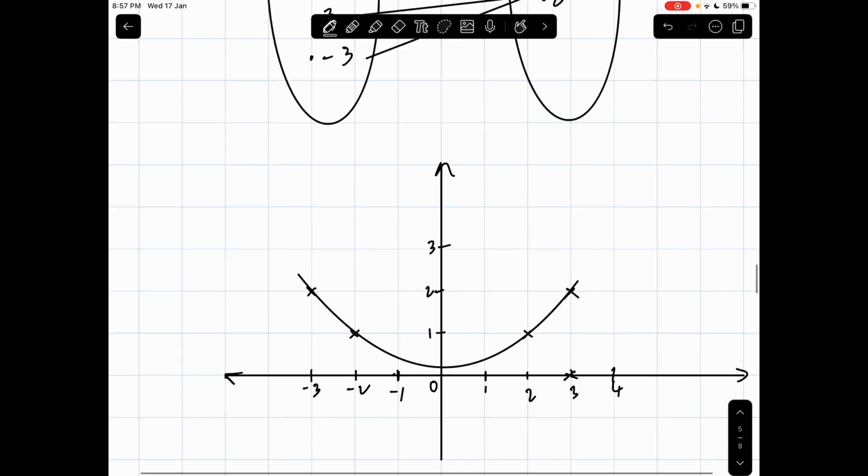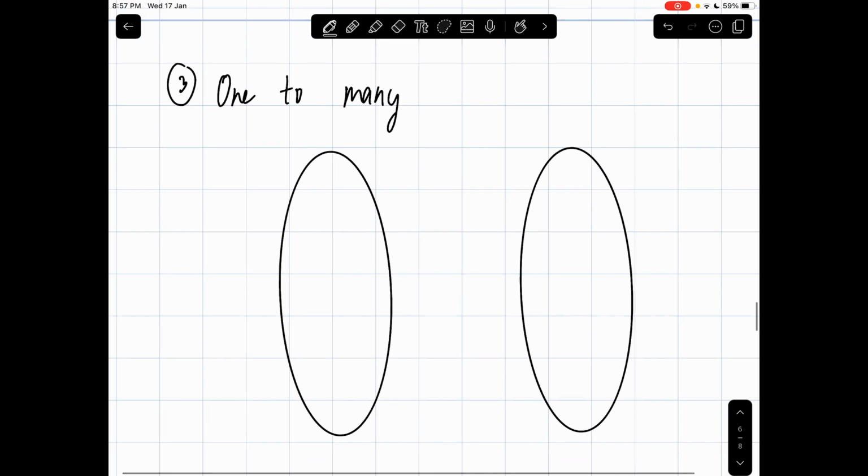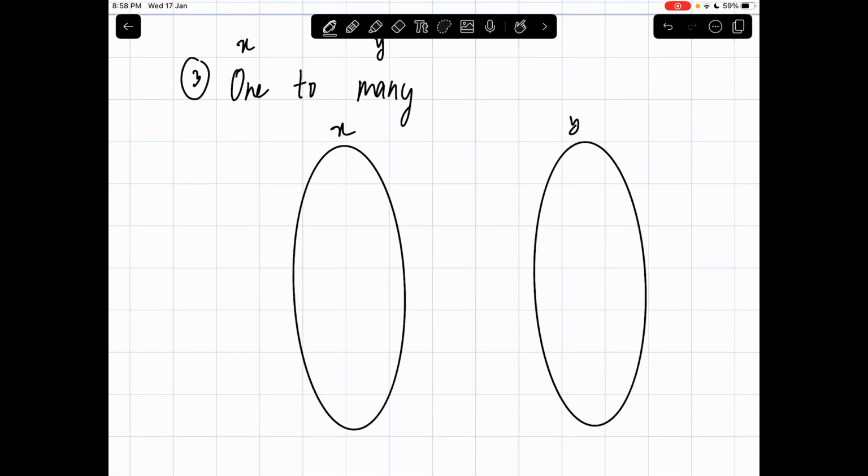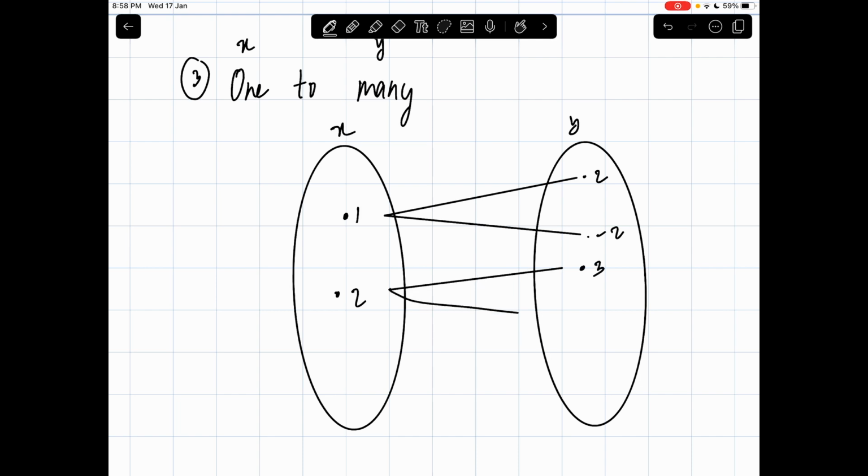Now that we're done with many to one, let's move on to one to many. Same concept here as well, x first and y second, x here and y here. For this kind of relation, you will have one x value which has two y values. So for example, 1 will have 2 and -2. Then 2 will have 3 and -3. So as you can see, this is how we demonstrate one-to-many relation.